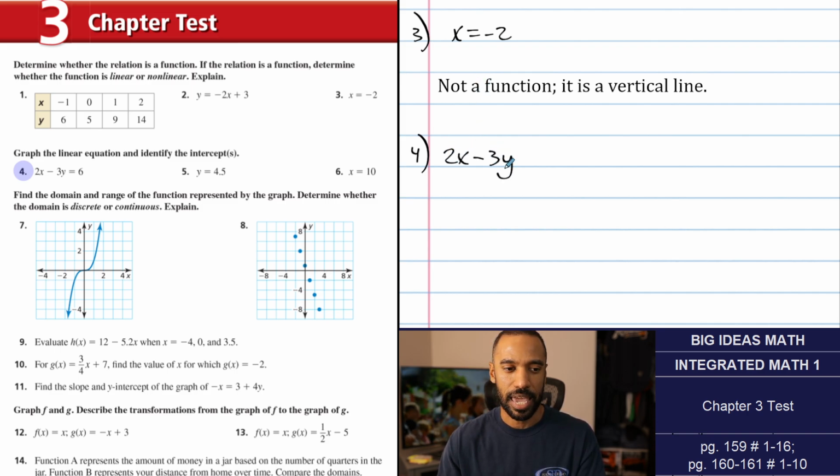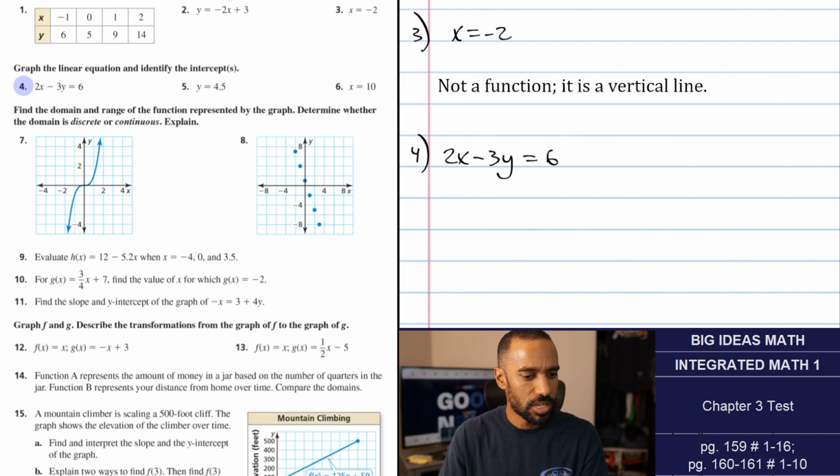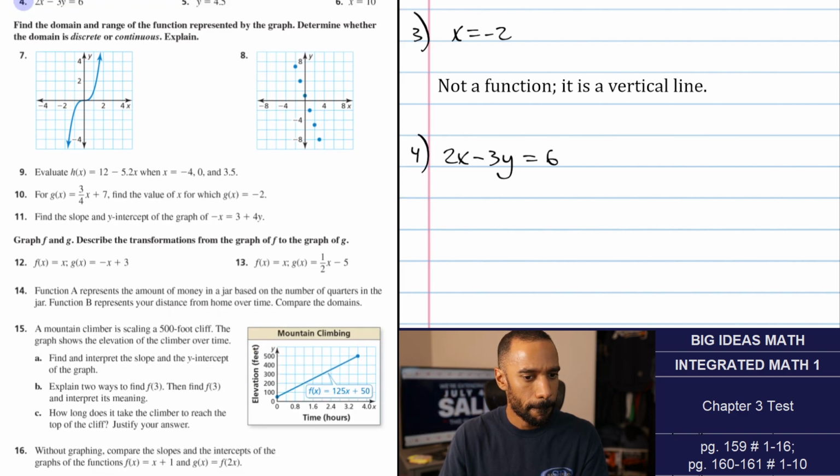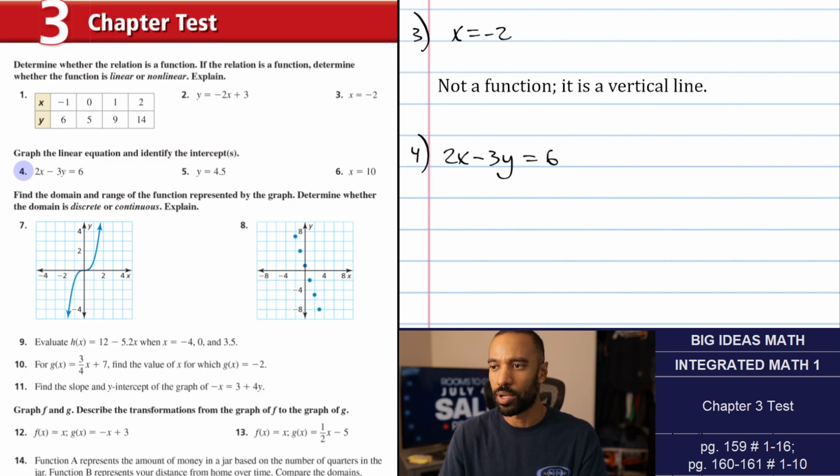That doesn't mean that you can't take an equation like this one and put it in slope-intercept form. Do we graph it as slope-intercept form later? We slightly do later. Yeah, I think we do. Okay, I think we're good.